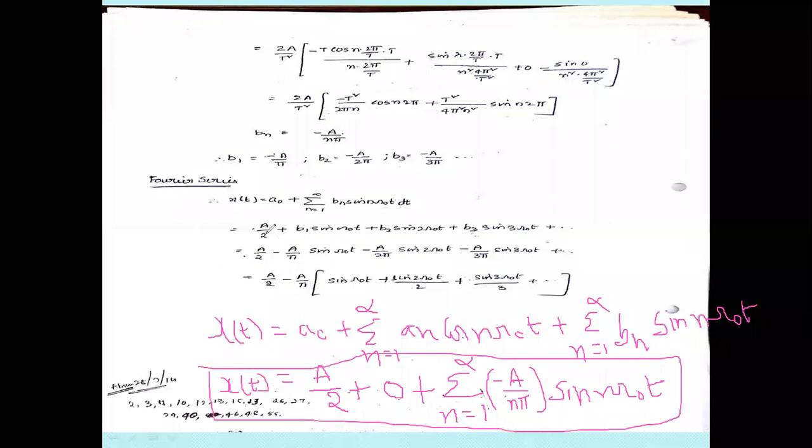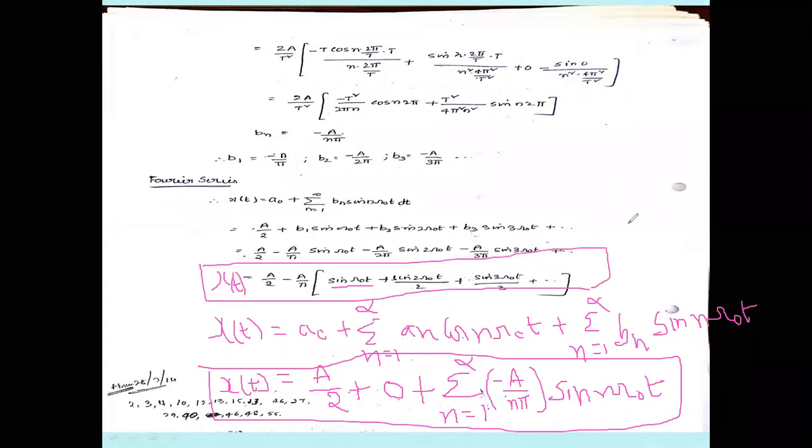X of t is equal to a by 2 plus 0, and expanded as n is equal to 1. N is equal to 1 is minus a by pi sine omega naught t, because n is equal to 1. And if it is n is equal to 2, it is sine 2 omega naught t by 2 times a by pi. And the third one is sine 3 omega naught t by 3, and so on. So x of t after expanding the n.